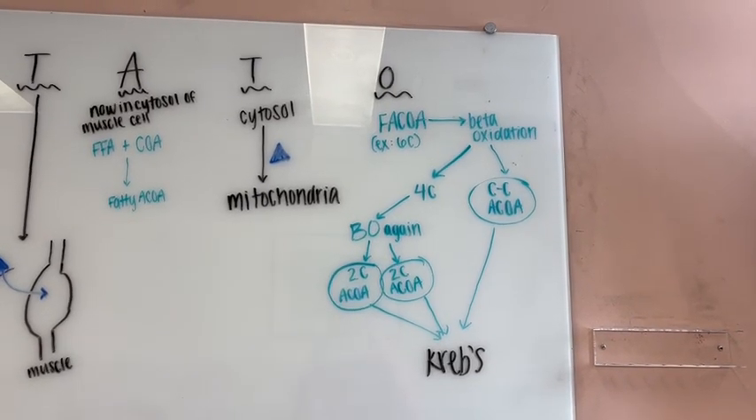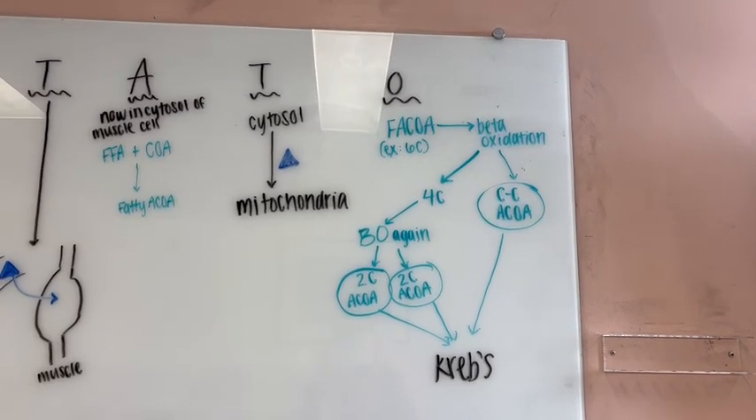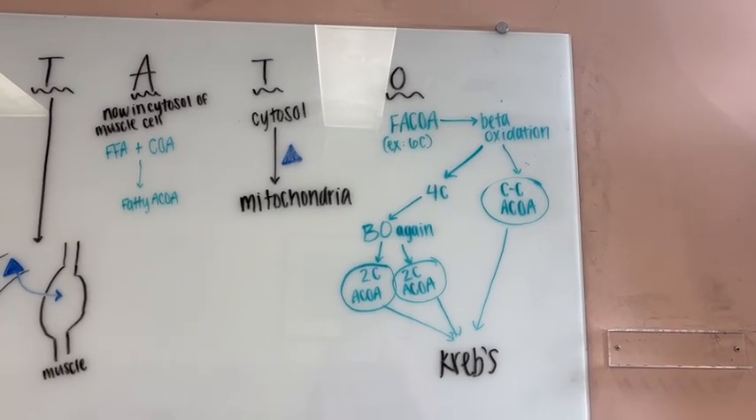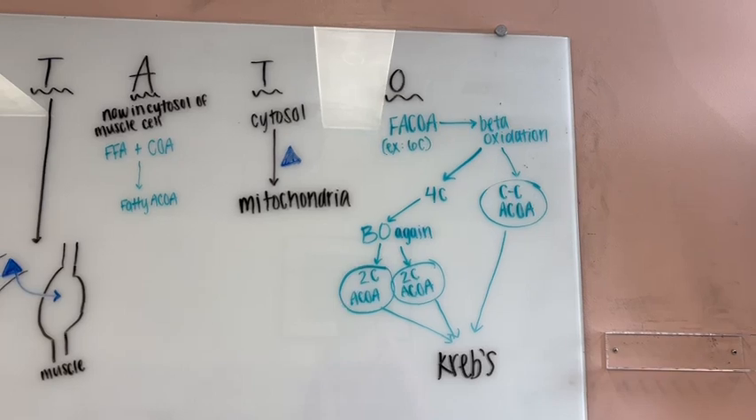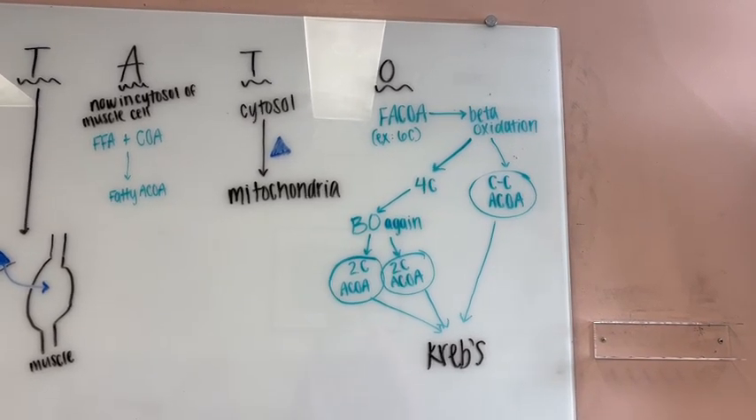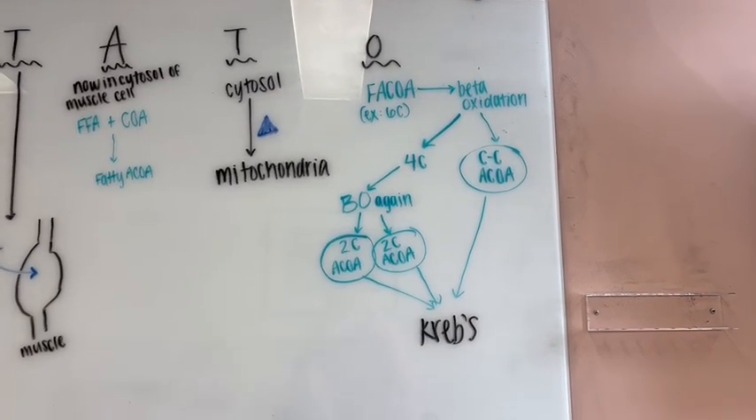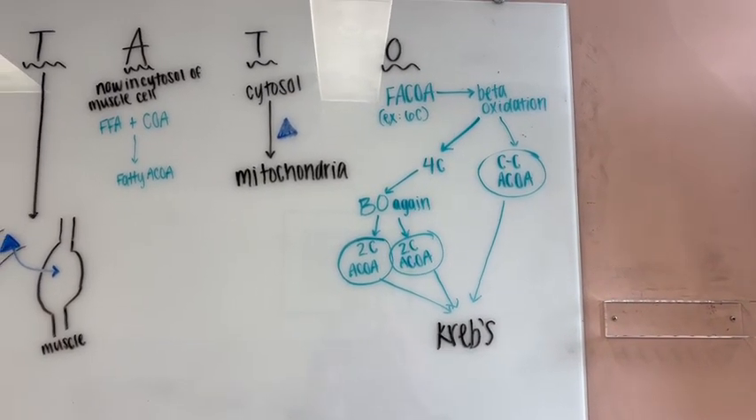So in this case, that's our last step, because we'll have 2 carbon molecules and an ACOA, and then another 2 carbon molecule and an ACOA. And there's nothing more to break down. So those 3 ACOA molecules can go into the Krebs cycle to now be used for ATP production and muscle contraction.